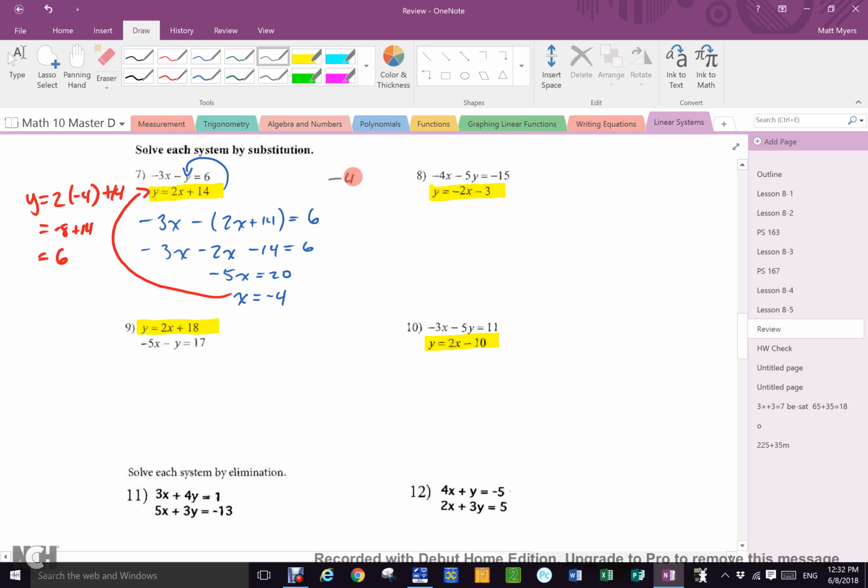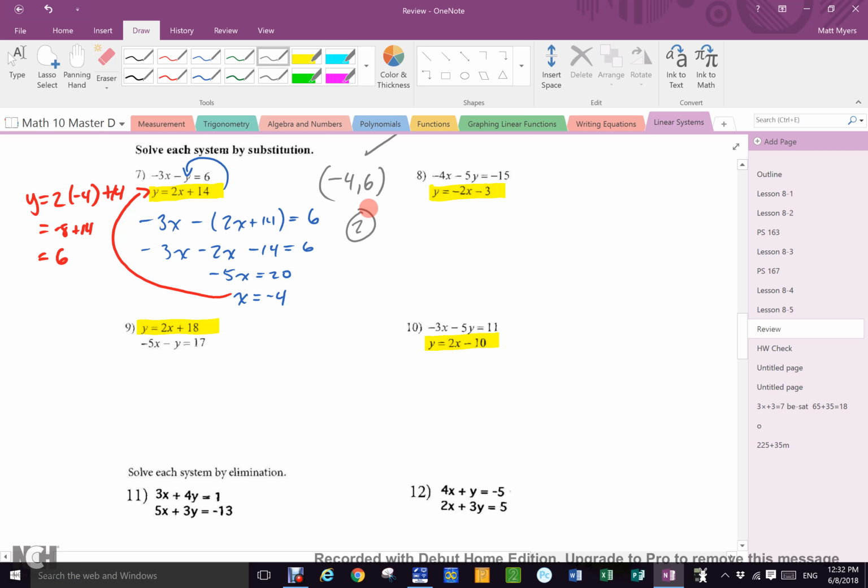making your ordered pair negative 4, 6. What's the last thing you should do? Check it. Do you need to check it with the highlighted one? No, because you just did the highlighted one, didn't you? So you really only need to check this one. Is negative 4 times negative 3 positive 12? Yes. Is positive 12 minus 6, 6? Yes. So did we do it right? Yes. That is worth 2 marks. Any questions?